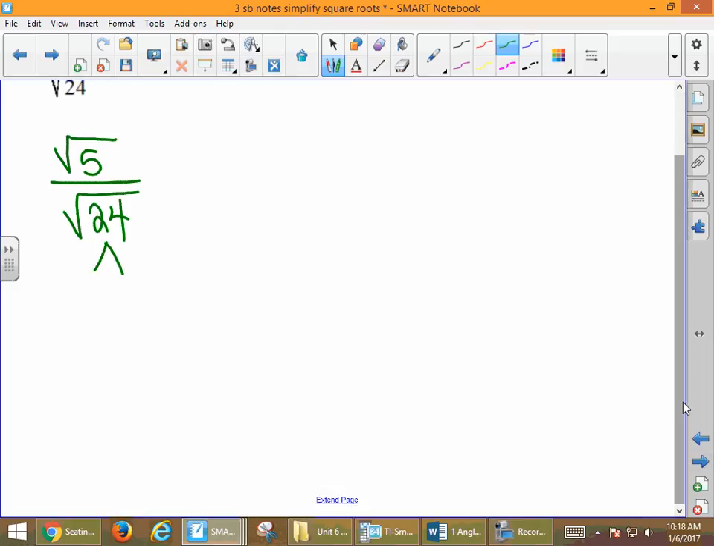And pick 2 factors. It doesn't matter if you pick 4 times 6, it doesn't matter if you pick 3 times 8, it doesn't matter if you pick 12 times 2. Pick 2 of them. 4 times 6, in that case: 4 is 2 times 2, 6 is 2 times 3. And what we need is 2 of the same value to take out 1.